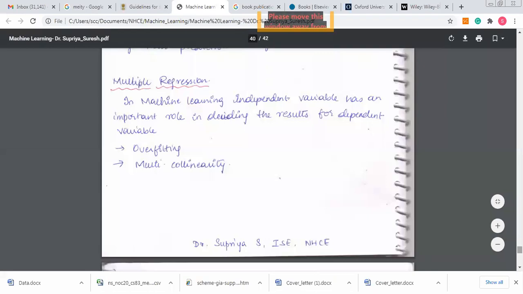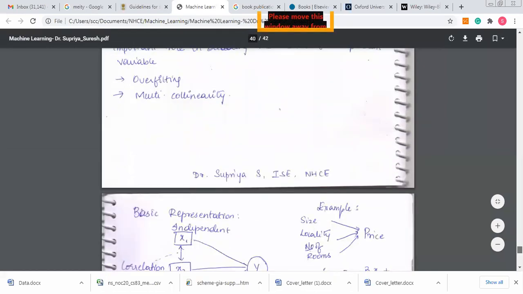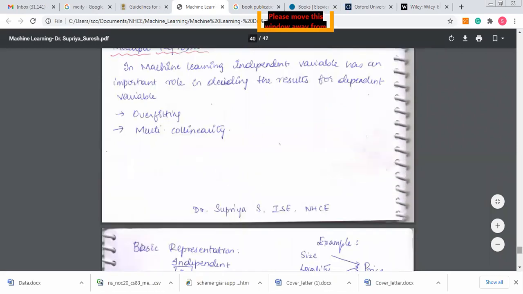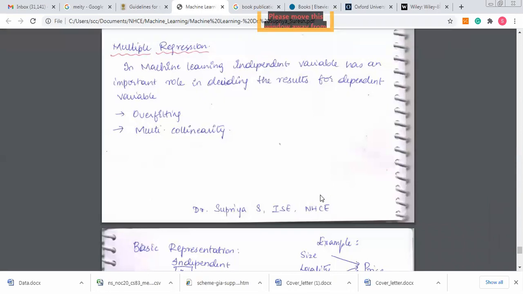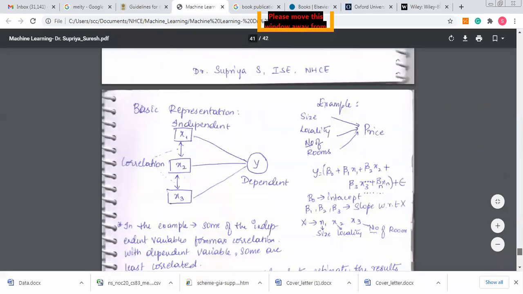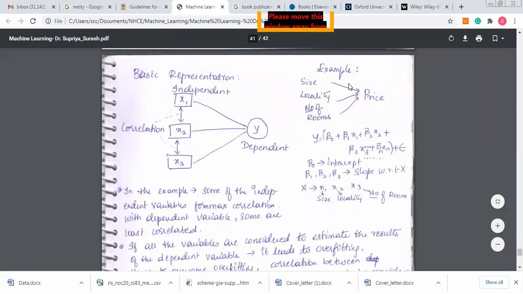To start with multiple regression, let me go ahead with an example and tell you what overfitting is and what multicollinearity is. The important point here is that in machine learning, the independent variable has an important role in deciding the results for the dependent variable. Obviously, that is true. The value of X actually implies more in deciding the value of Y, because whenever the point is lying with respect to the classification strategy, X takes the most prominent value.